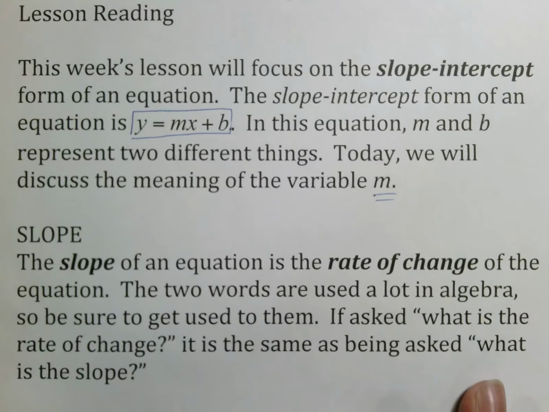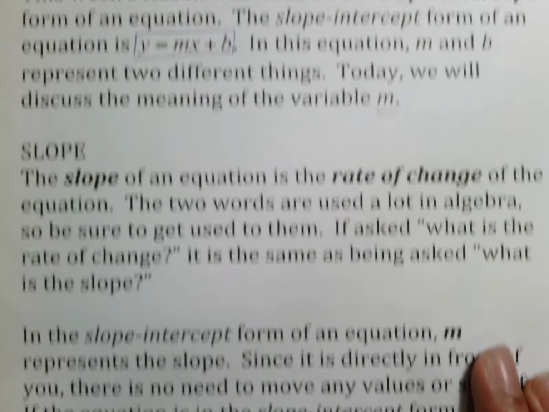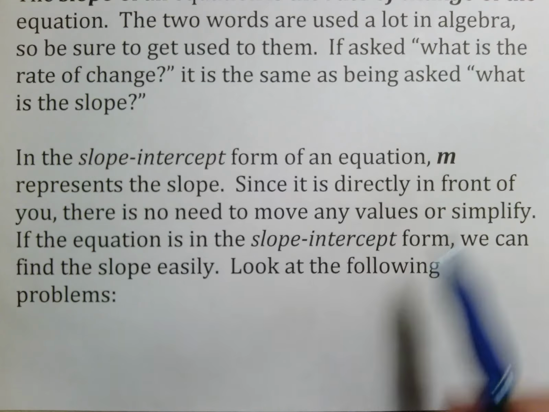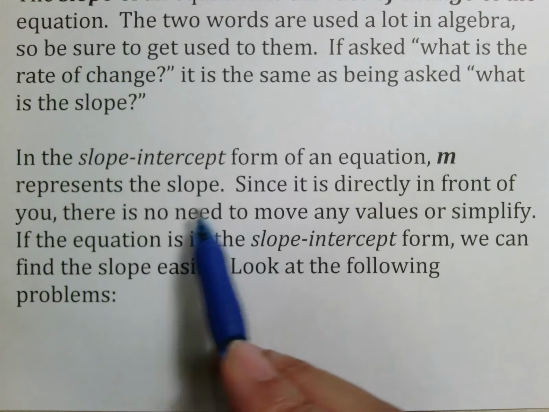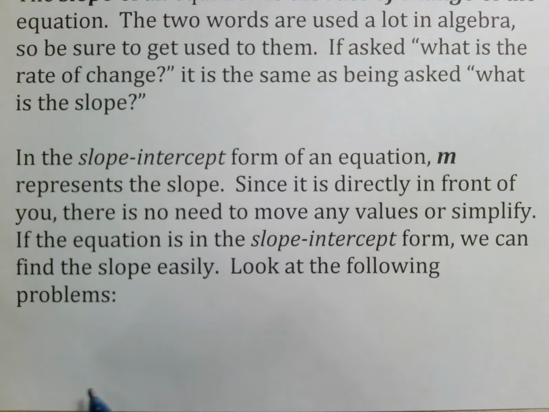The slope of an equation, as we learned, is also the rate of change. It's also the common difference. The two words are used a lot in algebra, so be sure to get used to them. If you're asked for the rate of change, it's the same thing as being asked what is the slope. It's the same thing as being asked what's the common difference. In the slope-intercept form, m represents slope, so it's just a variable that represents slope or rate of change or common difference. Since it is directly in front of you, there is no need to move any values or to simplify. If the equation is in slope-intercept form, we can find the slope very easily.